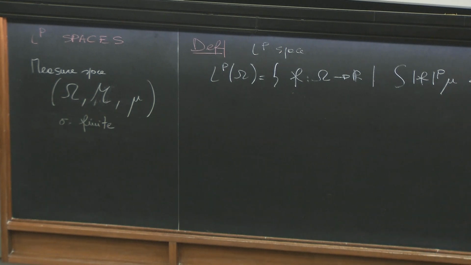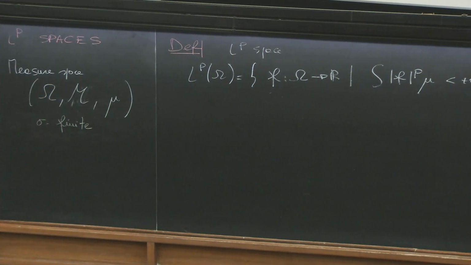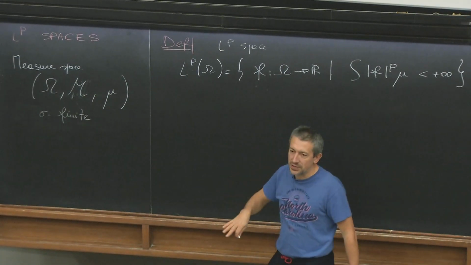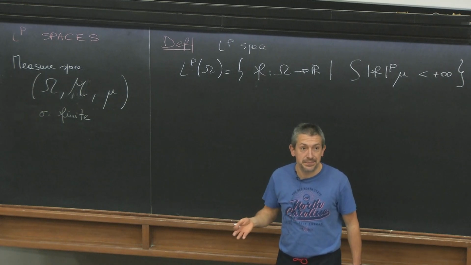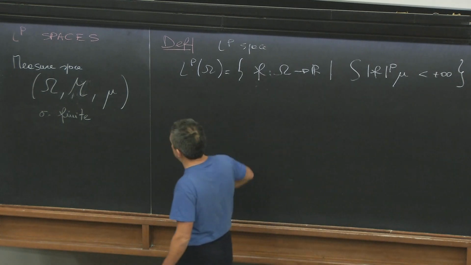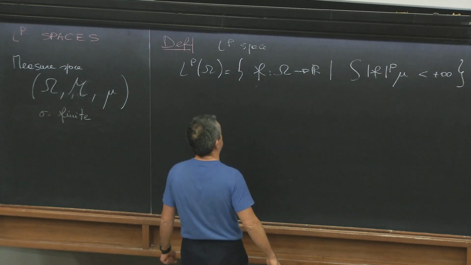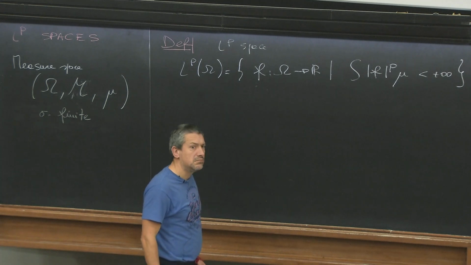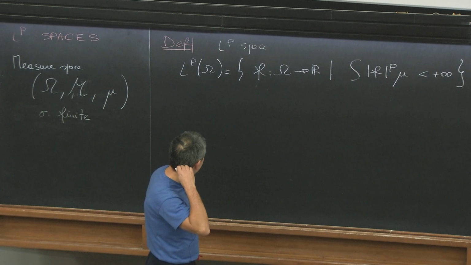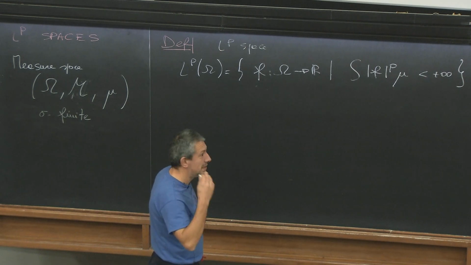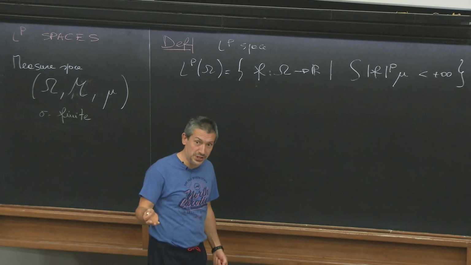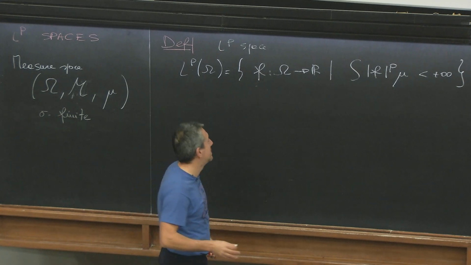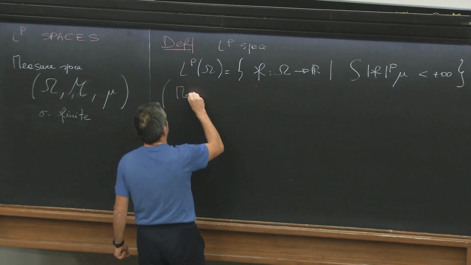And I will do something which is not correct here. I mean, it can be made correct. So here I will just confuse functions and equivalence classes. It's a quotient space, with respect to almost everywhere equality. Yes, quotient, indeed.